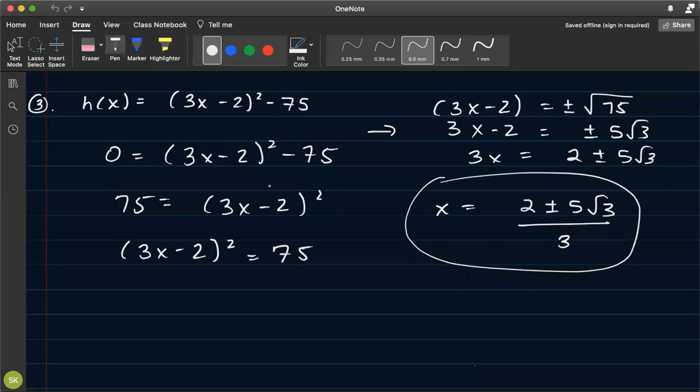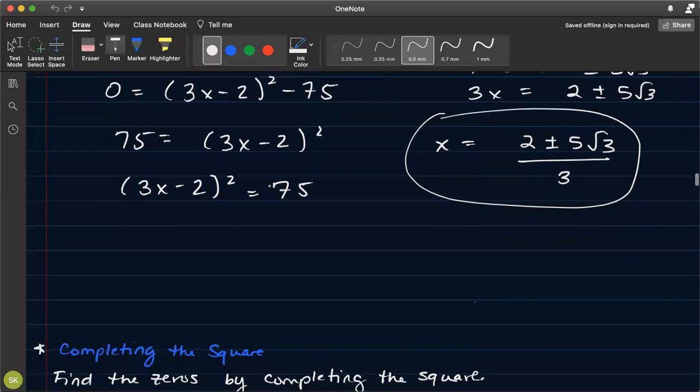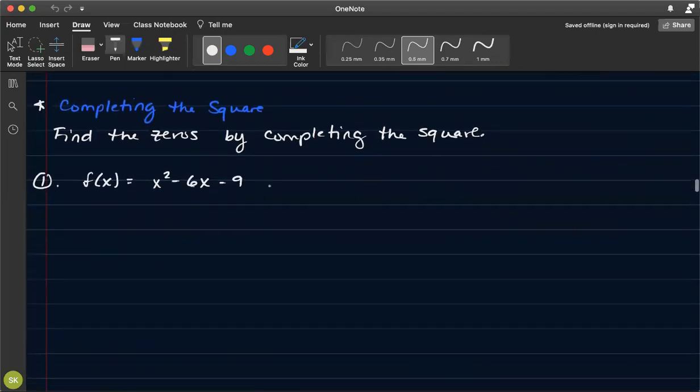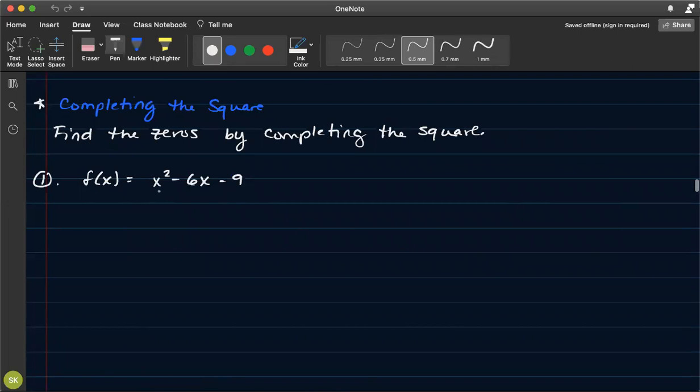Let's look at some more problems where I want to use the square root method, but I have to do some work to get to it. So for example, this function here, f of x is x squared minus 6x minus 9. And I want to use that square root method. Let's see, if I set this equal to 0 and I want to find the zeros of this function, we get 0 is equal to x squared minus 6x minus 9. Before, when we were using the square root method, we moved the number to the other side. So we get x squared minus 6x is equal to 9, if I move this over and then just flip the equation.